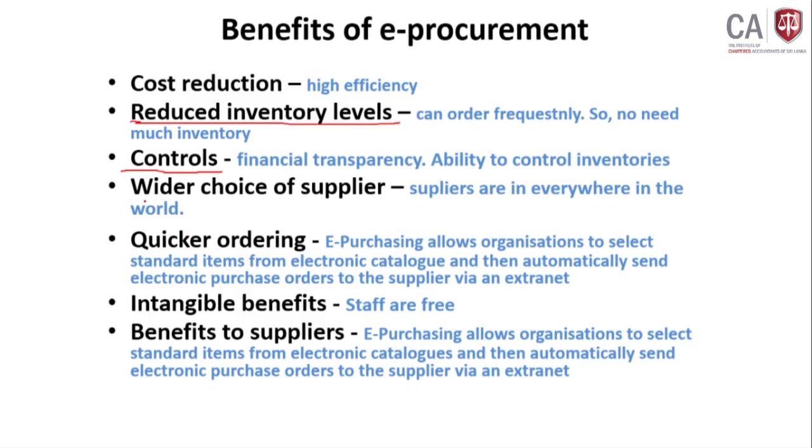Quick ordering. Talk about this. E-purchasing allows organizations to select standard items from electronic catalogs and then automatically send the electronic purchase order to the supplier via an extranet. The extranet, we learned about that. Using the intranet, when you open that connection to external people, the suppliers, it becomes an extranet. Then the catalogs and everything can be opened like that. So, quick ordering can be done well.